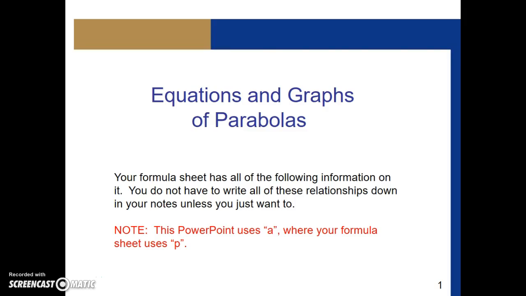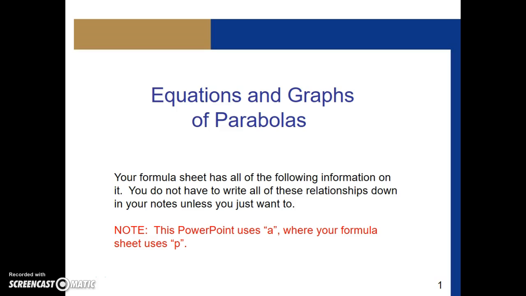We're going to continue on with our work with conic sections, and in this lesson we're going to talk about parabolas. You're going to be given a formula sheet that has all of the following information on it, so you don't have to write all of this in your notes unless you just want to. All of this information will be on the formula sheet that you're going to be given.